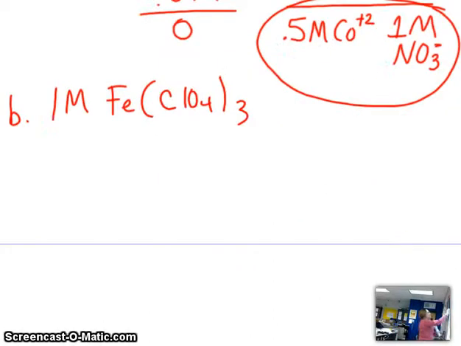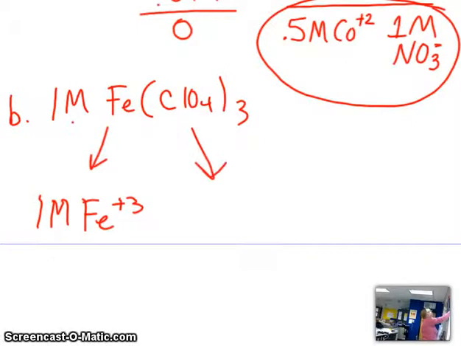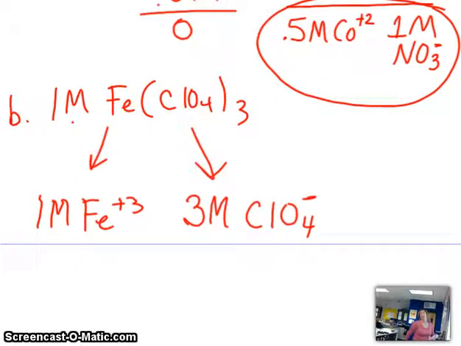So in this next example, if we have 1 molar iron perchlorate, since there's only 1 iron, we'll have 1 molar of iron ions. And since there's 3 perchlorates, we would multiply the molarity of the compound by 3. We would have 3 molar perchlorate ions. That is another way to look at it, okay? That is what you get for that example problem.